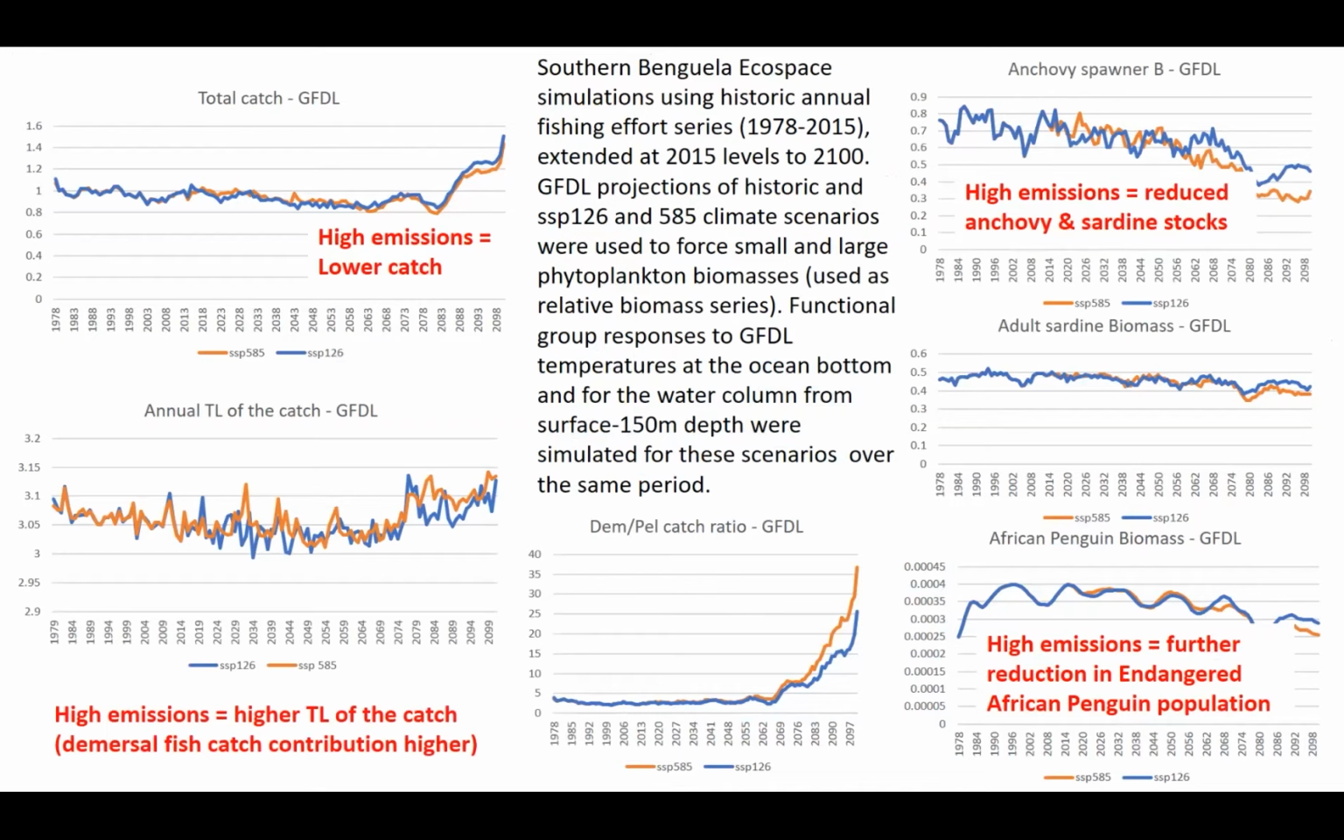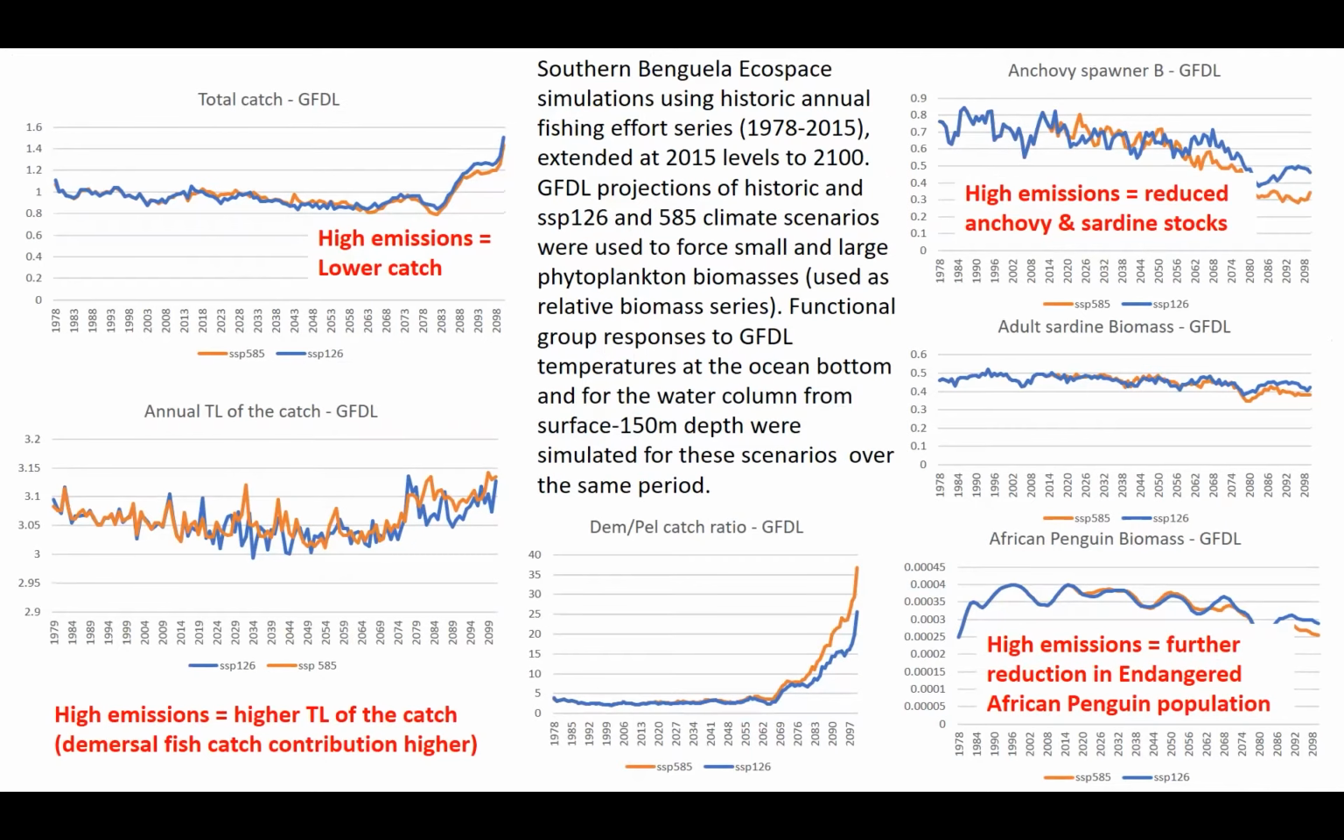So here we've taken the Southern Benguela Ecospace model, and we have driven it into the future using outputs from the GFDL Earth system model in terms of the temperatures at the ocean bottom and in the top part of the water column, as well as primary production estimates into the future. And we've looked at 2 different scenarios. So here we've looked at, in orange, the high emission scenario, and in blue, the low emission scenario. And then we've looked at what's happening with some of our indicators.